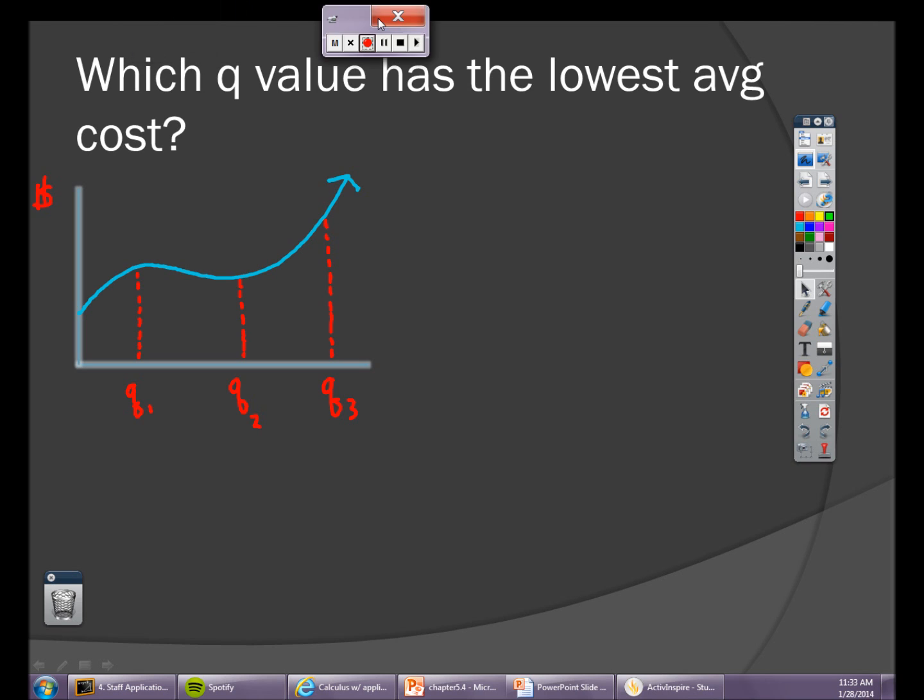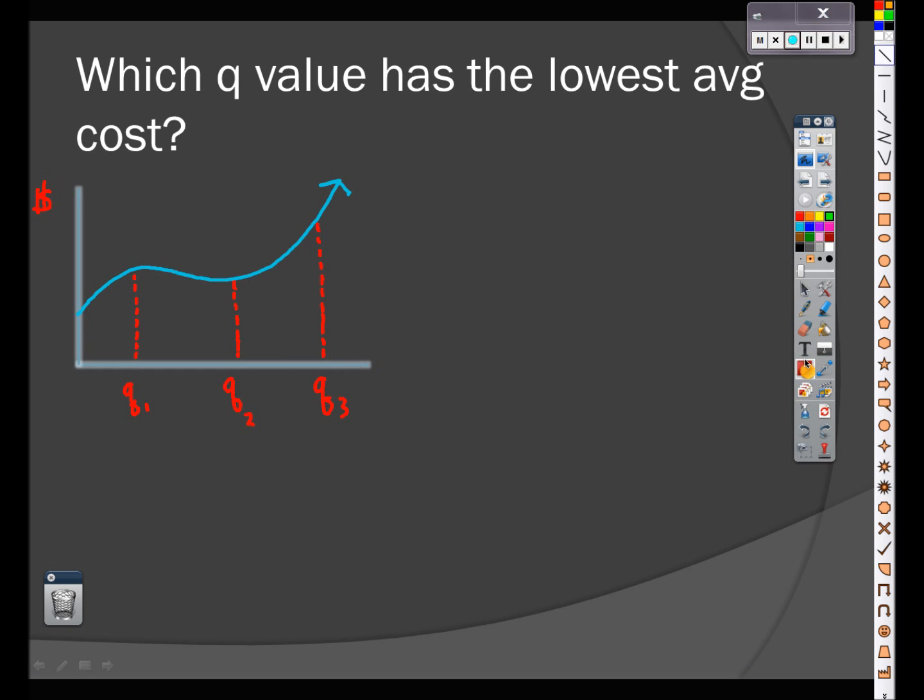In this example, I would like to know which Q value would yield the lowest average cost. I have dollars for my vertical and quantities on my horizontal, and a cost function in blue. To answer this question, I'm going to connect a horizontal line from the origin to each of the Q values connecting to the cost function. These are the average costs for each of those quantities.